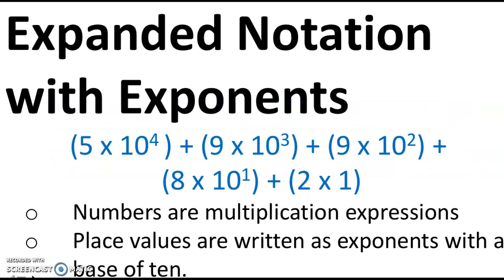Last but not least, we have expanded notation with exponents. Now this is the last way that we learned how to describe numbers, and this form is very similar to expanded form. Numbers are represented with multiplication expressions. Each expression is connected with an addition sign to indicate that this is all one expression that should be added together to find out what the number is. But something that makes it different than just expanded form is that each of these digits is multiplied by an exponent. And we'll learn what that means in the upcoming slides.